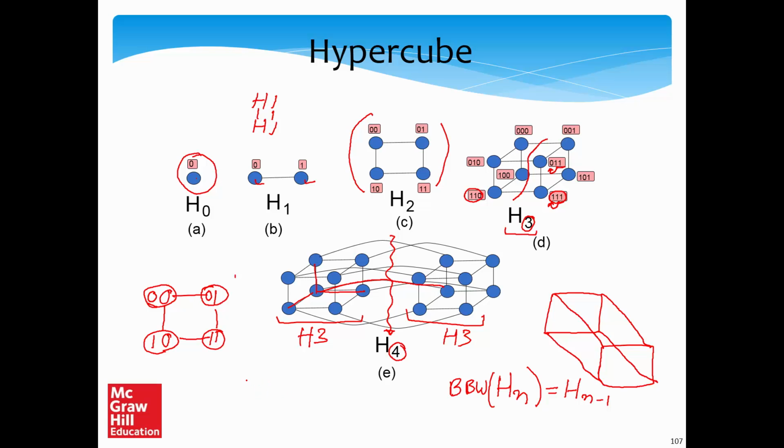Computing the diameter is very easy. In an Hn hypercube, the ID of one node actually contains n bits.